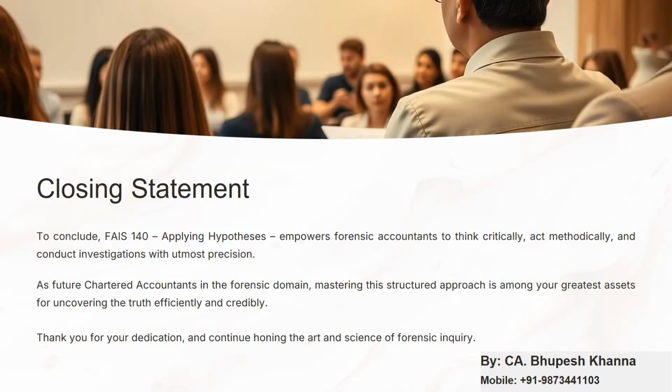Methodical, unbiased, and evidence-driven. In last closing statement, to conclude, FAIS 140, applying hypotheses, empowers you to think critically, act methodically, and investigate with precision. As future chartered accountants involved in forensic matters, this structured thinking will be your greatest tool in uncovering the truth.